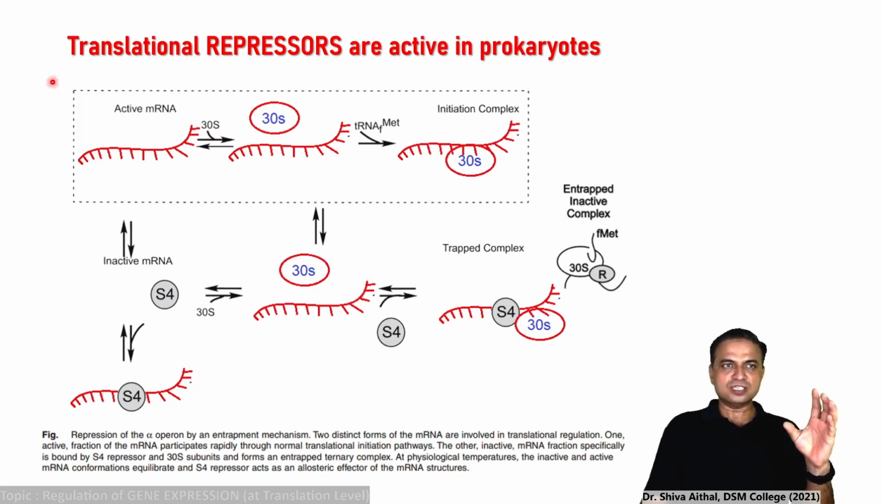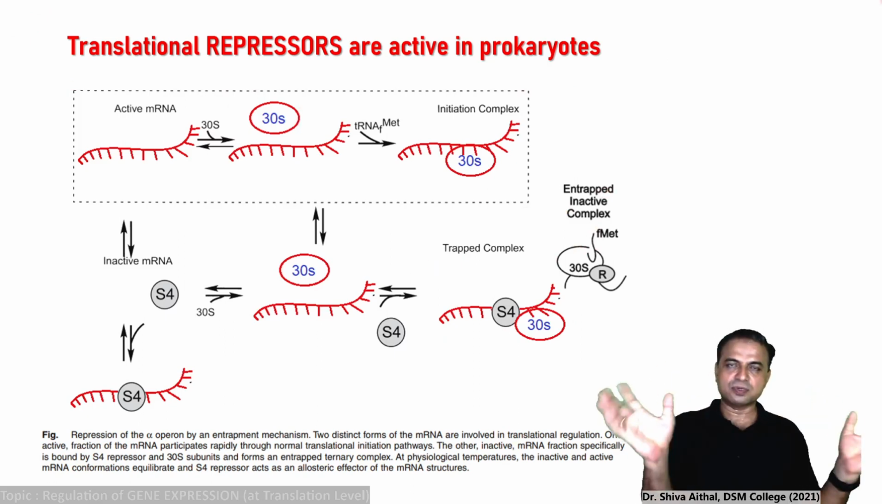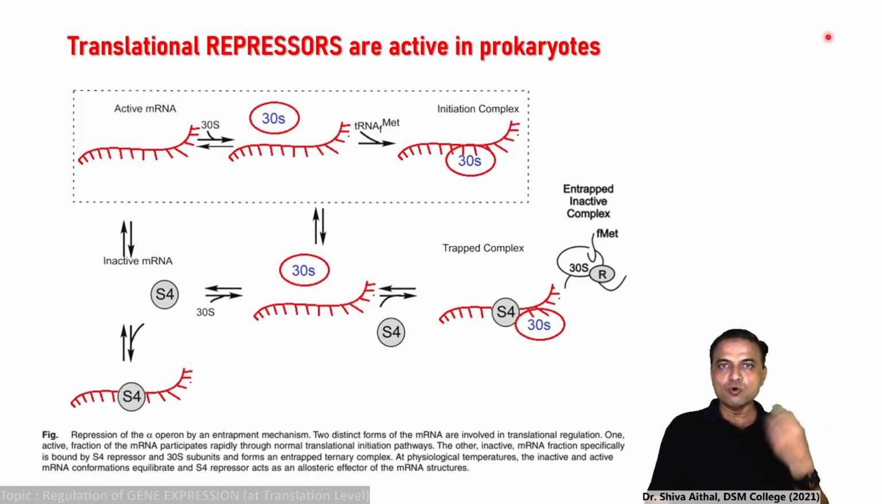At physiological temperatures, the inactive and active mRNA conformations are not interconverted. Okay, so this is how the translational repressors are active. In many bacteria, if the temperature is raised, the repressor is removed. So there are different mechanisms of removal of this repressor also. That is all dependent upon the environment, the conditions, the nutrients in which this bacteria is growing. So this is the second type of regulation or control, which is called translational repressor control, or you can say the entrapment method by repressor for controlling the translation.